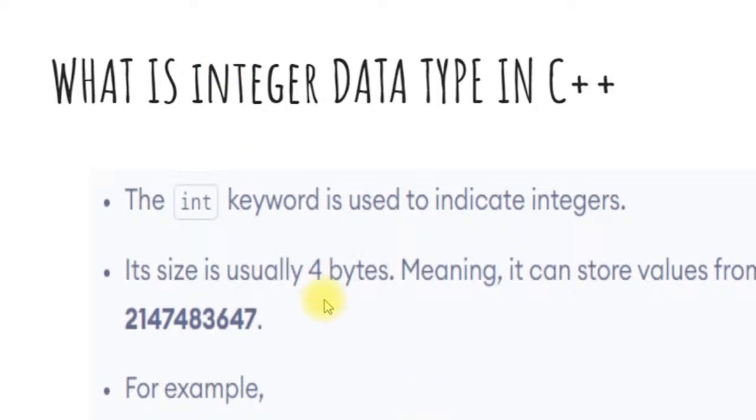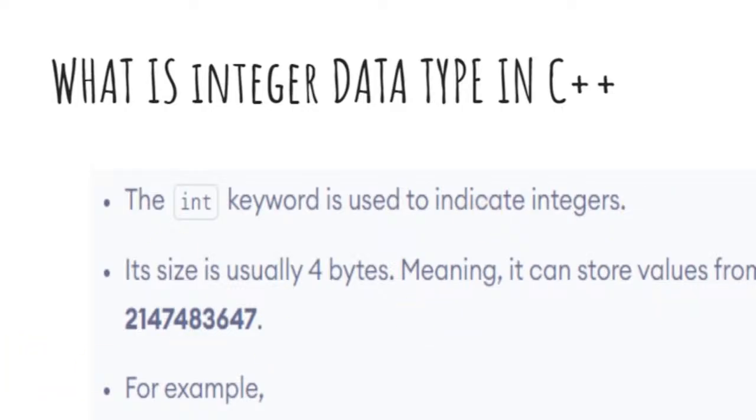Now the important thing is the size of this variable that you declare. You can make another integer type variable, let's say int xyz. So the size for integer type variable will be 4 bytes, meaning we can store values from negative of this number to this 2,147,483,647. So this is the entire range of values that we can store inside our integer type variable.